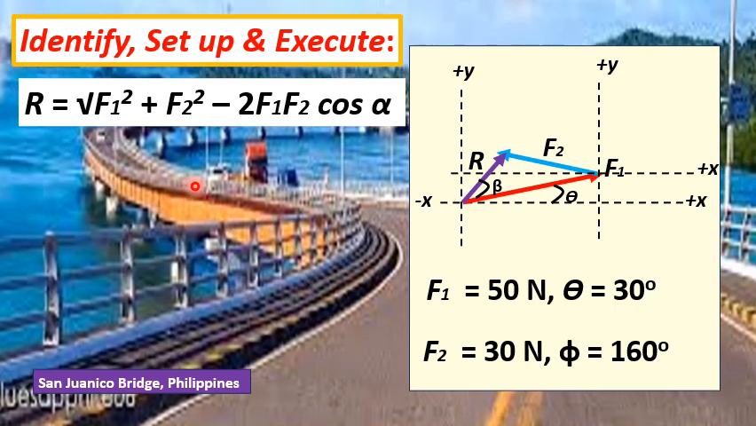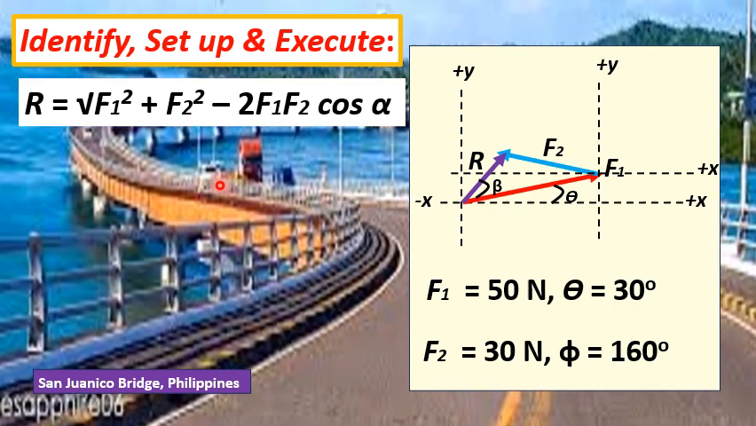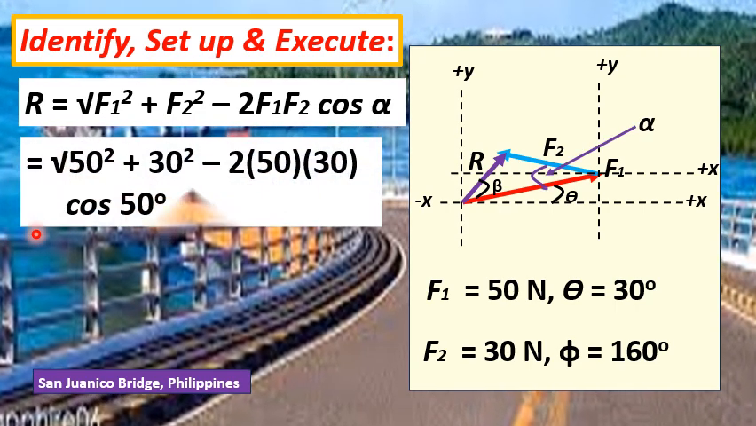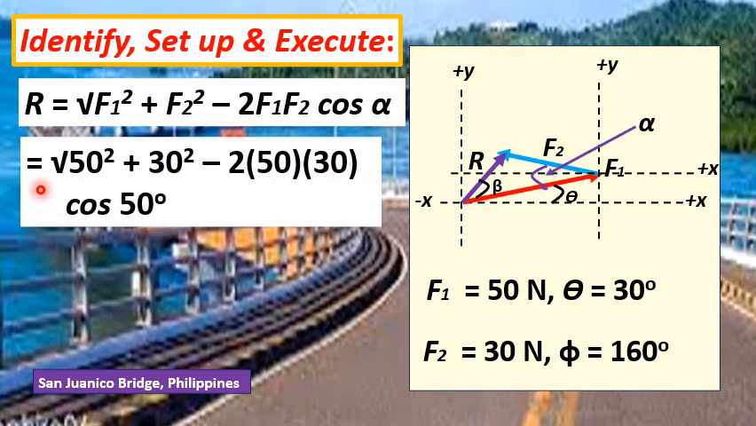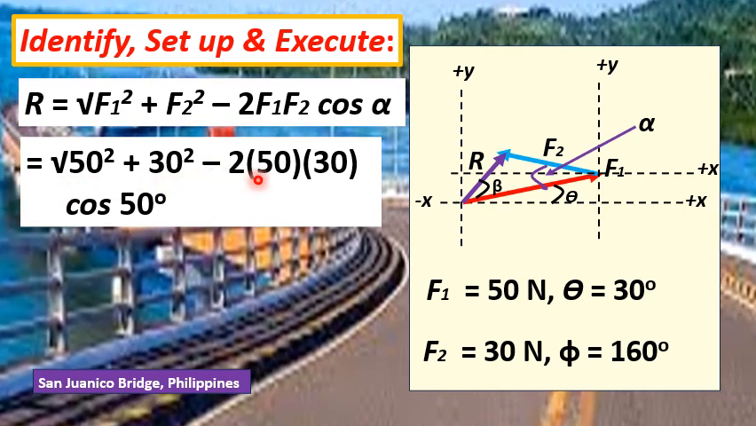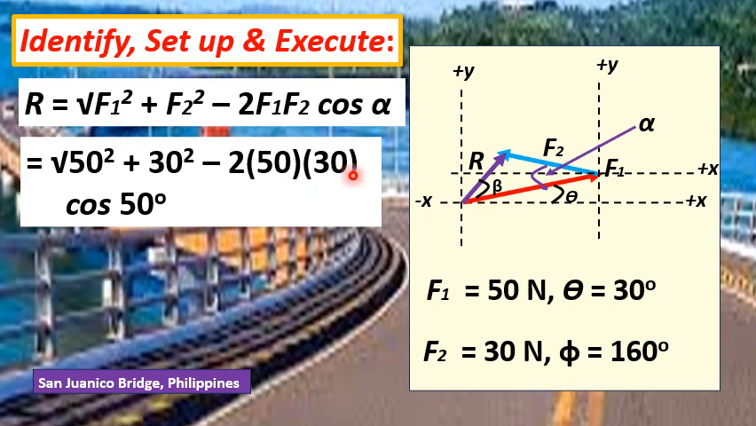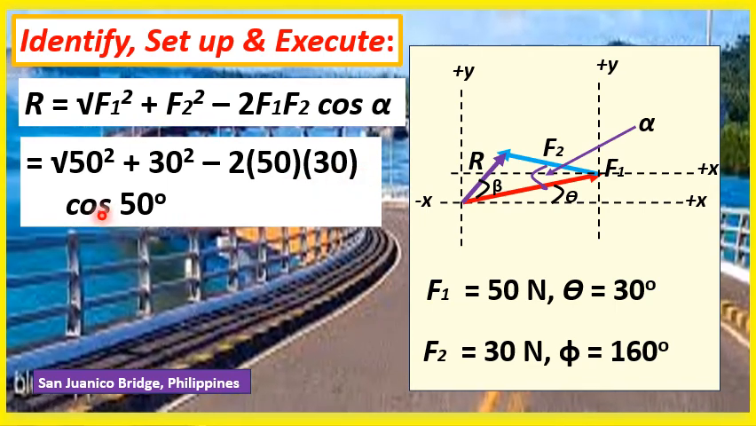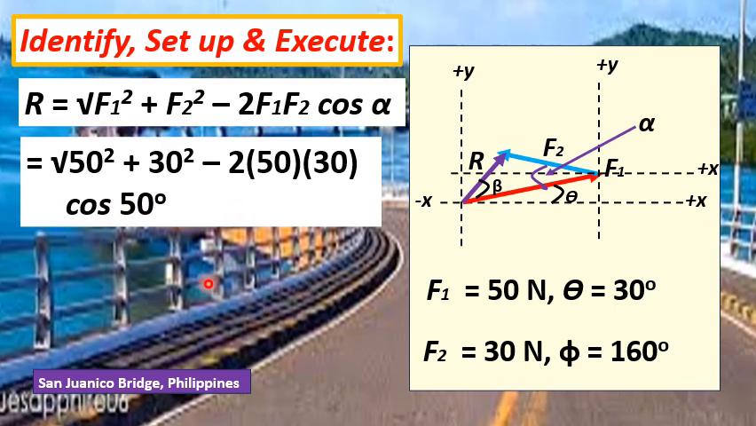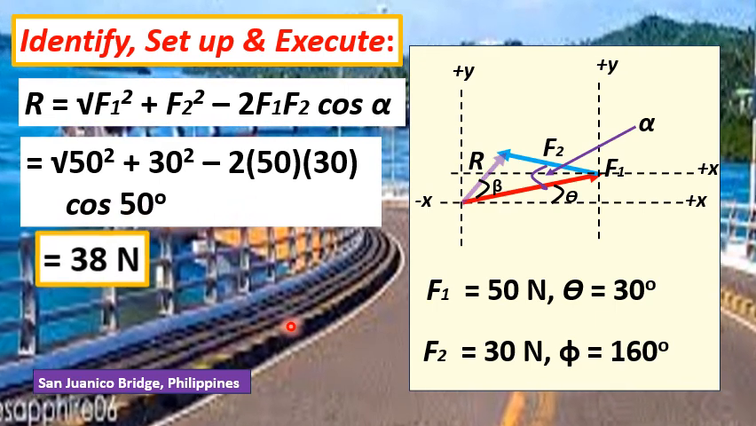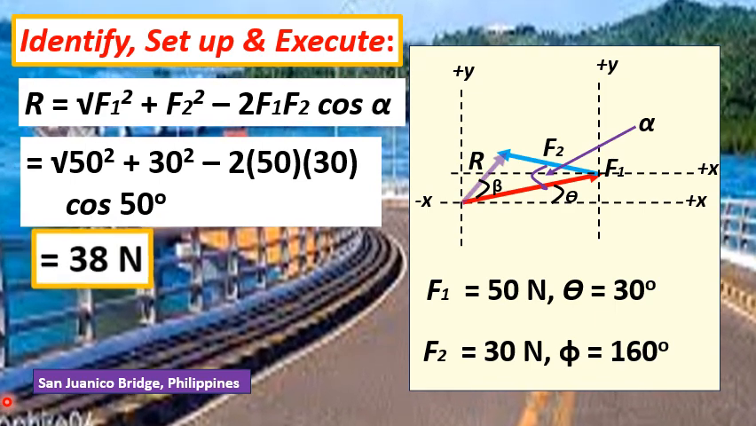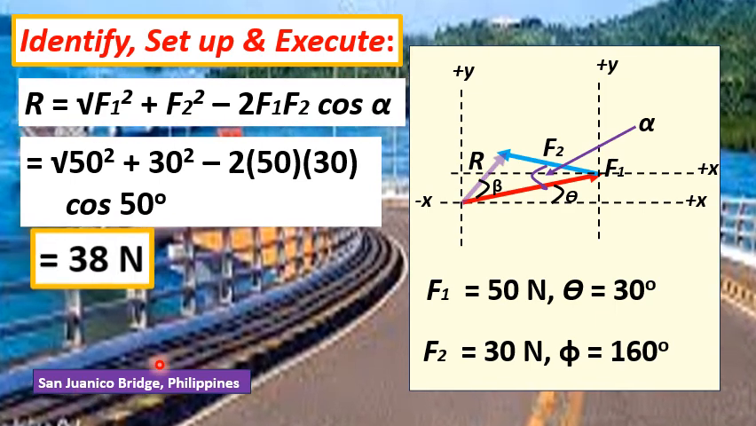Plugging in the quantities into the cosine law equation, we get the magnitude of big R equals the square root of 50 newtons squared plus 30 newtons squared minus 2 times 50 newtons times 30 newtons, and that will be multiplied by cosine of 50 degrees. So when we do our math, we get the value of the resultant force big R equals 38 newtons.